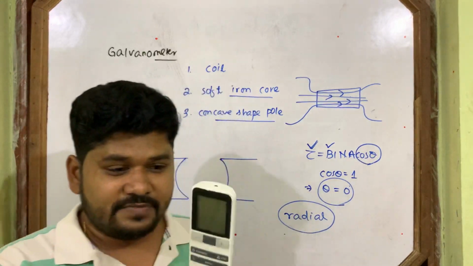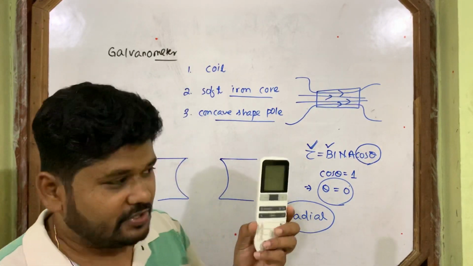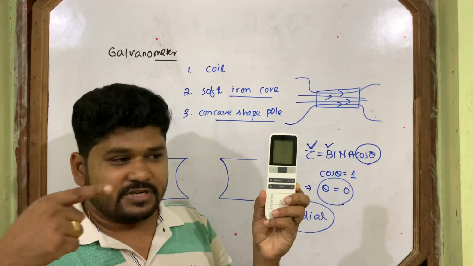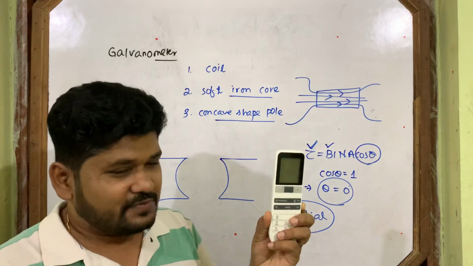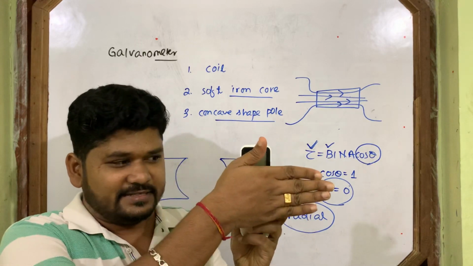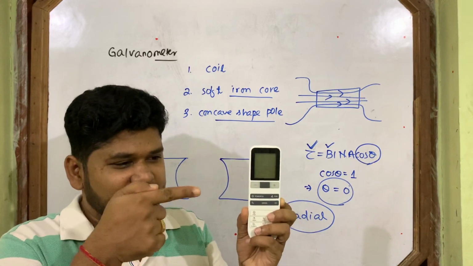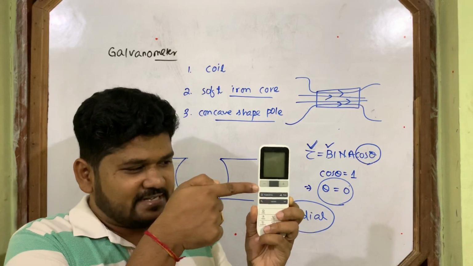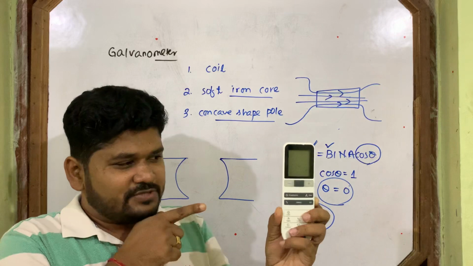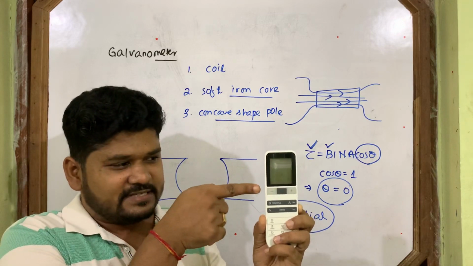How is it 0? You see, this is the coil, I'm showing you. Lines of force come, and inside it soft iron is there. The lines of force which should go like this, due to the soft iron, will enter inside it. The lines of force which should go like this will enter inside it.